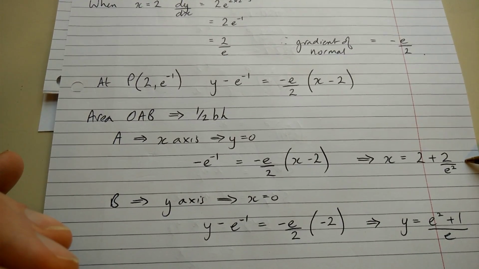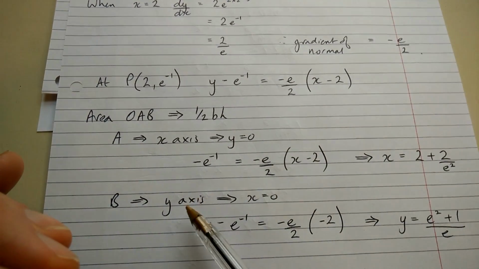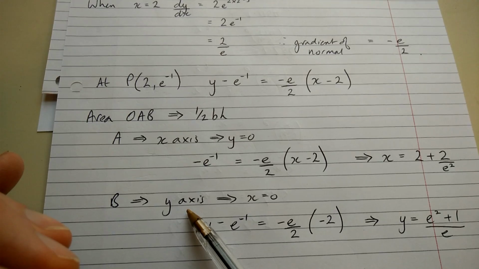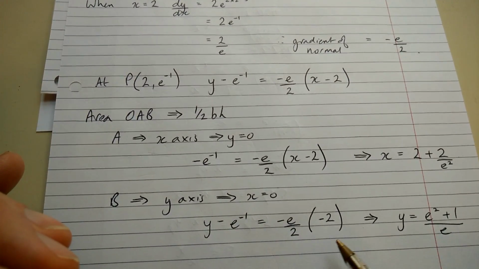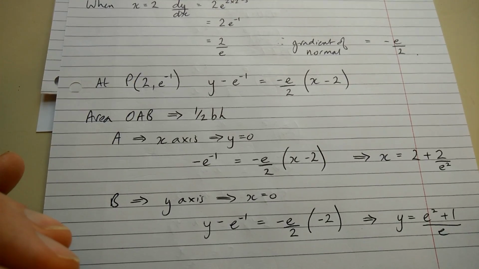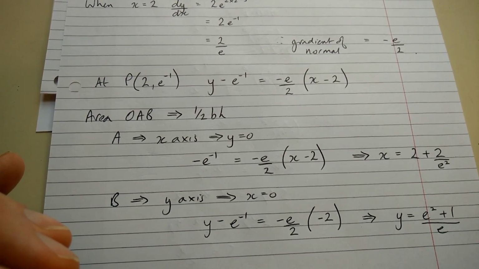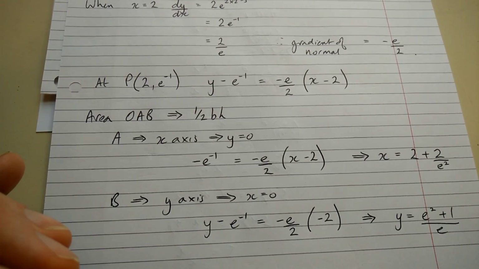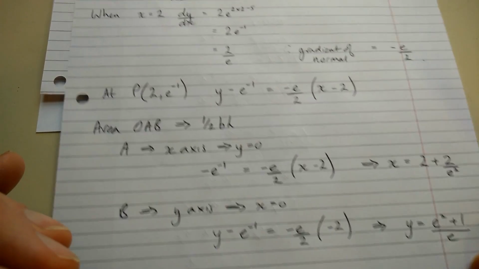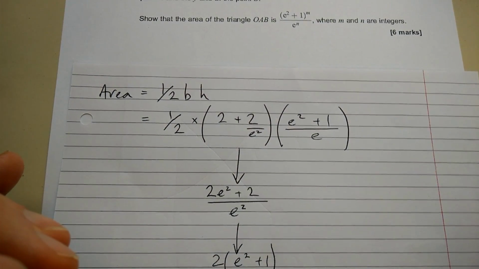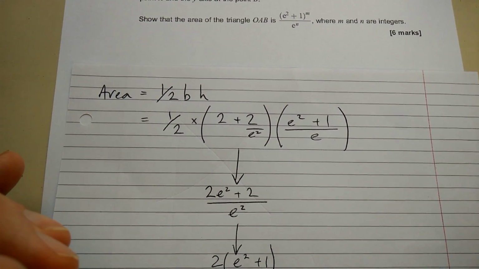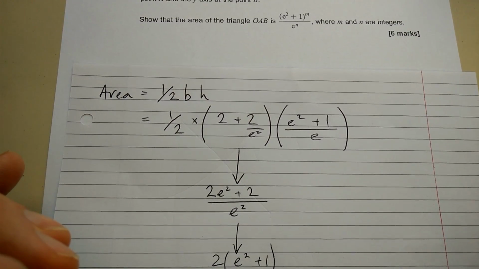Similarly, the point B occurs where the line intercepts the y-axis, in other words, where x is equal to 0. Substituting that value into the formula of the line AB eventually gives us the y-coordinate as shown here. The final stage is to calculate the area. This is simply a case of using the formula a half multiplied by the base multiplied by the height.